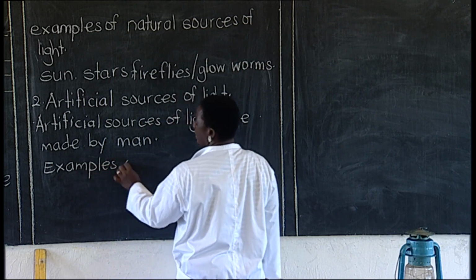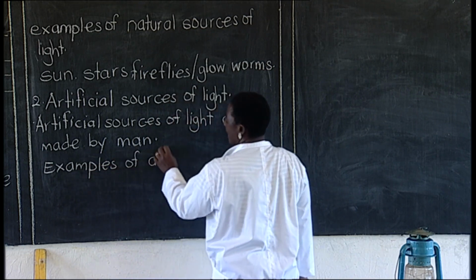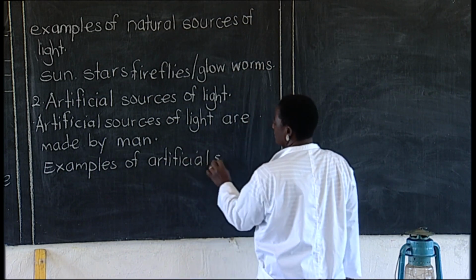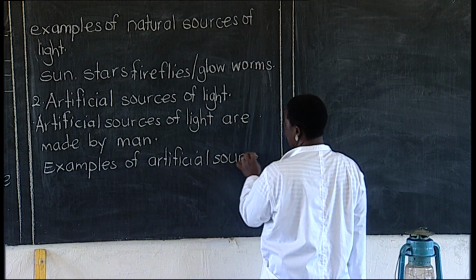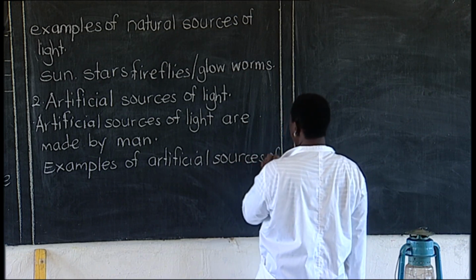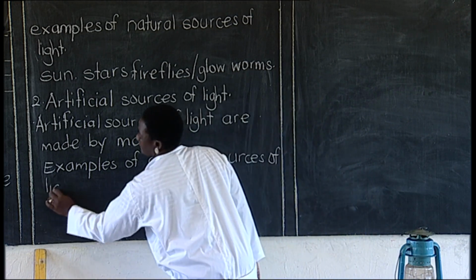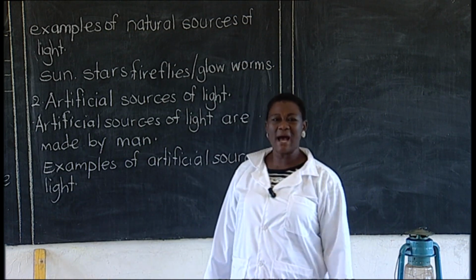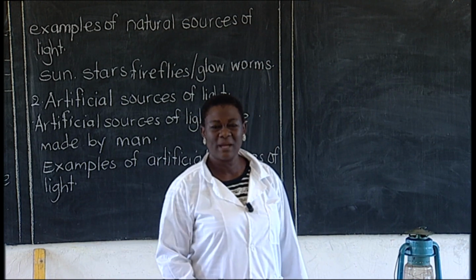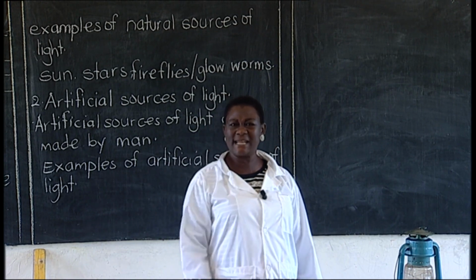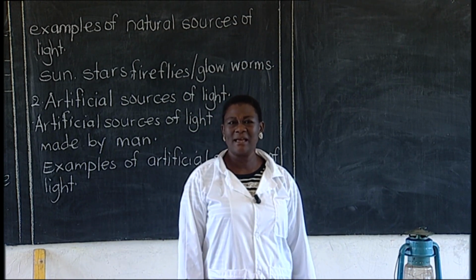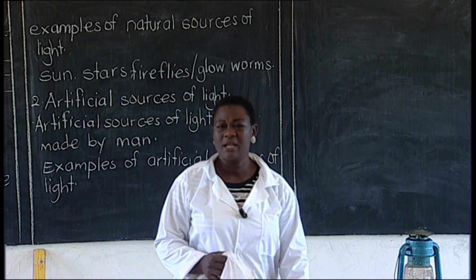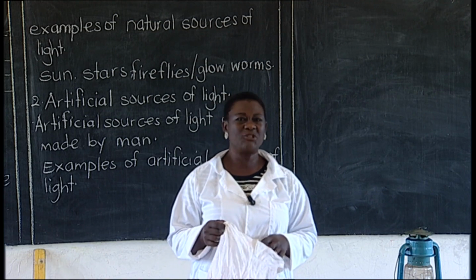Examples of artificial sources of light. Can you tell me one that you use at home? At night, what helps you to see at night? Someone has mentioned the bulb. Very good. The bulb, you have to be having electricity.